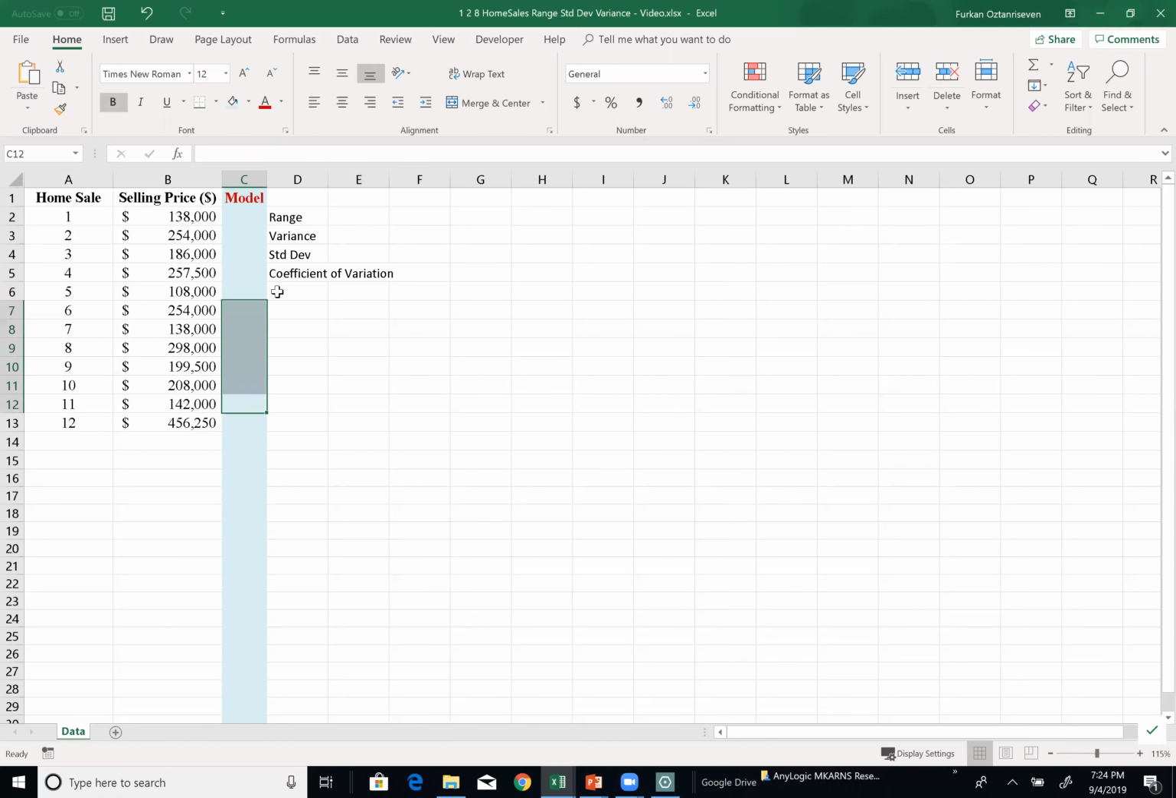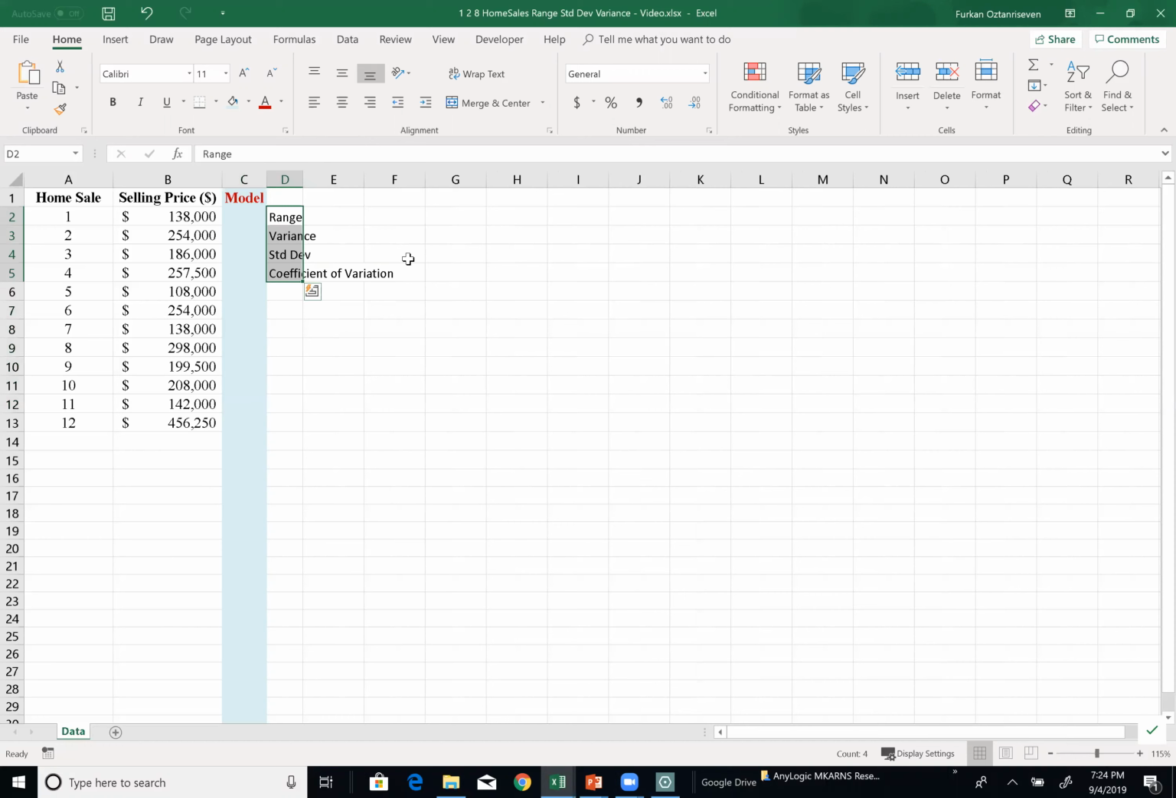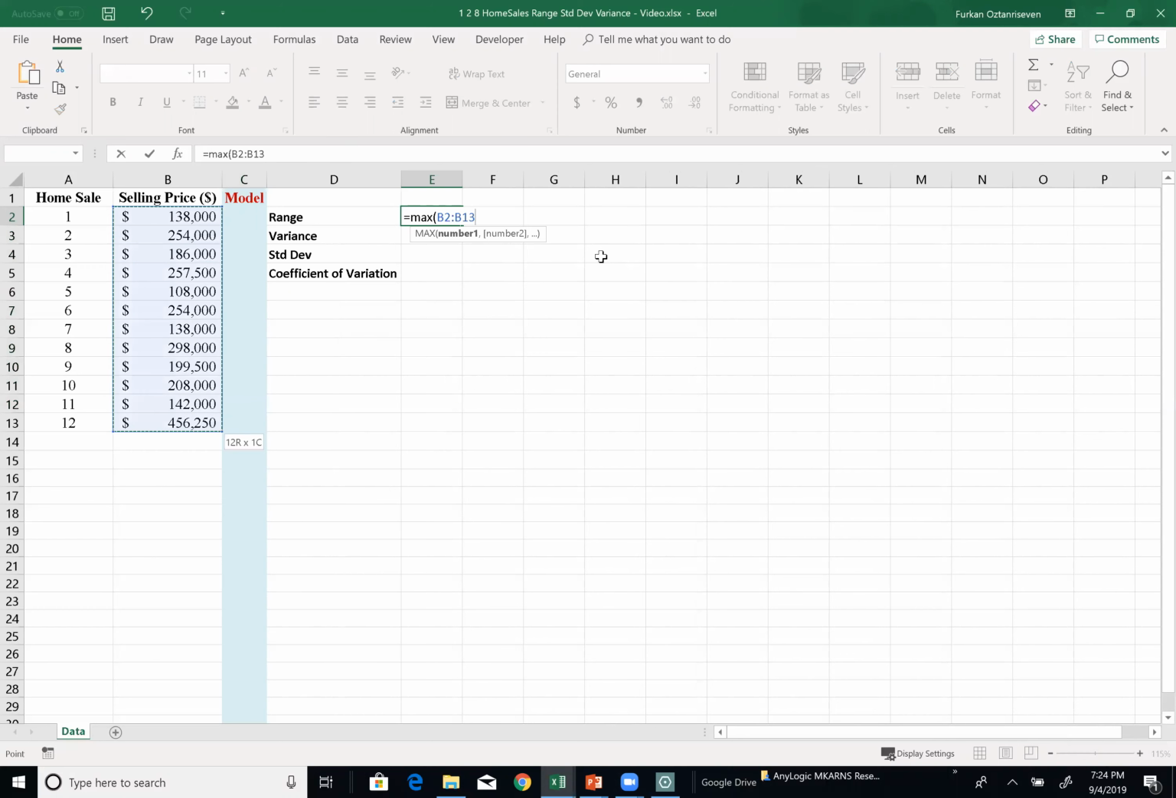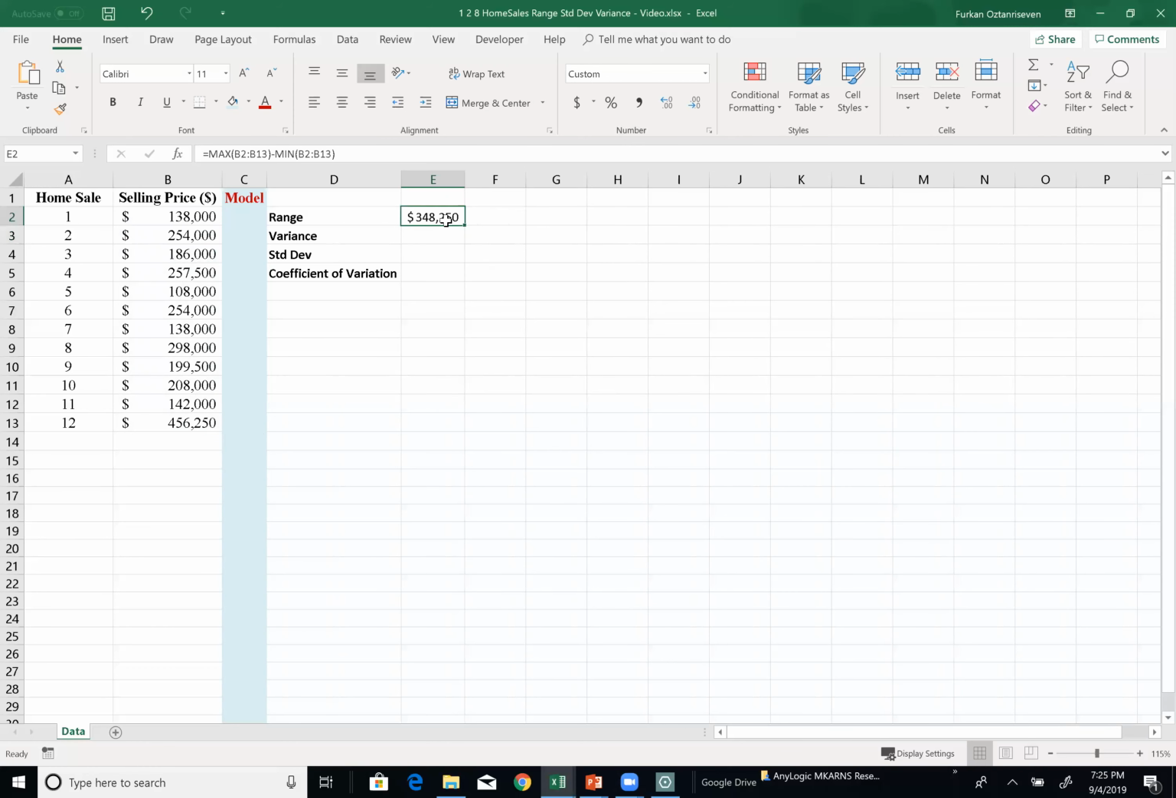Highlight. My computer is just slow today. Perfect. Control B, double click. All right, so range. To calculate the range in Excel, all I need to do is find the maximum data and then subtract minimum from it. Maximum value minus minimum value. And my range is $348,000. So looks like I have quite a bit of range.